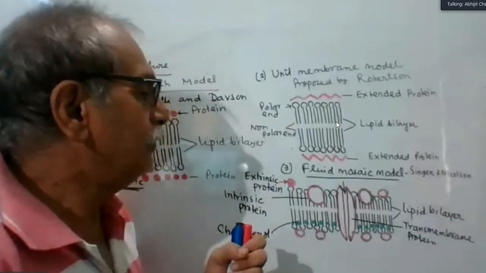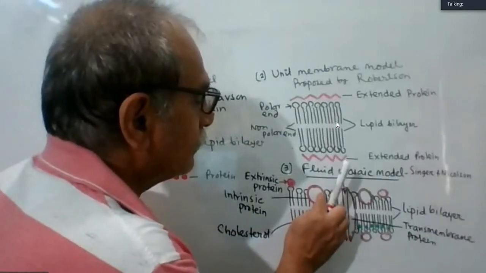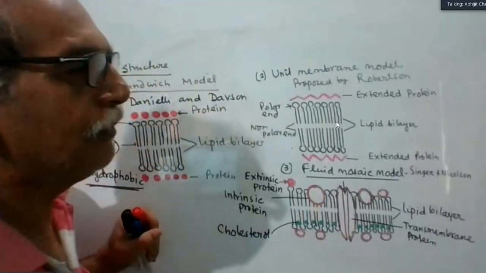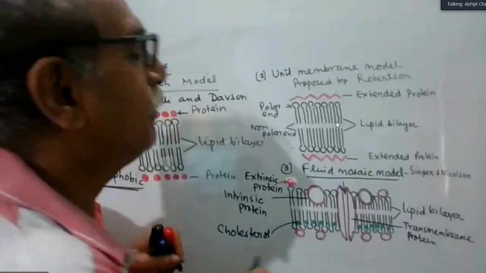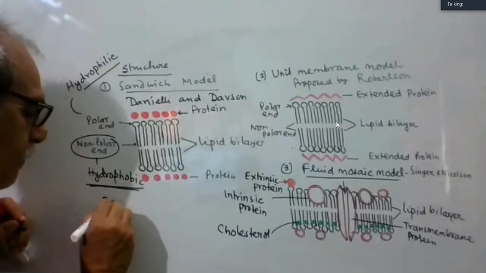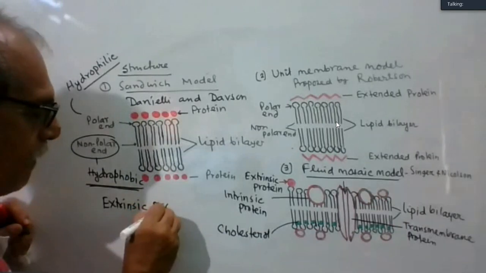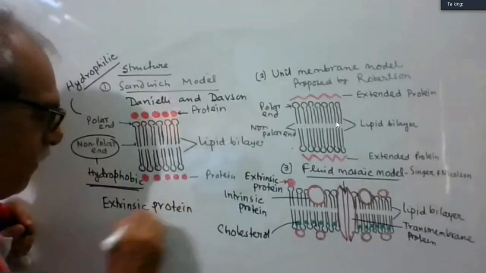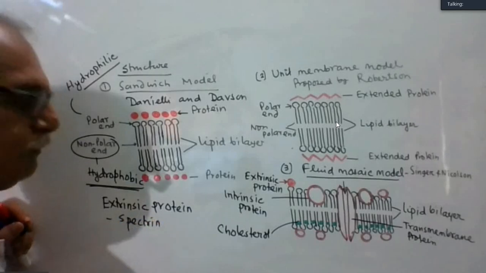Regarding this, you see here, one of the extrinsic proteins is called spectrin. The example of extrinsic protein is spectrin.